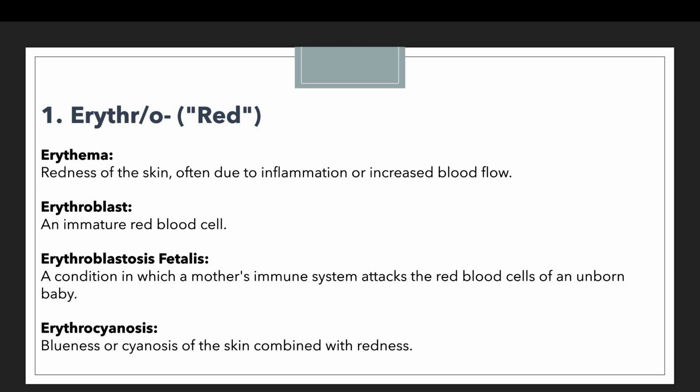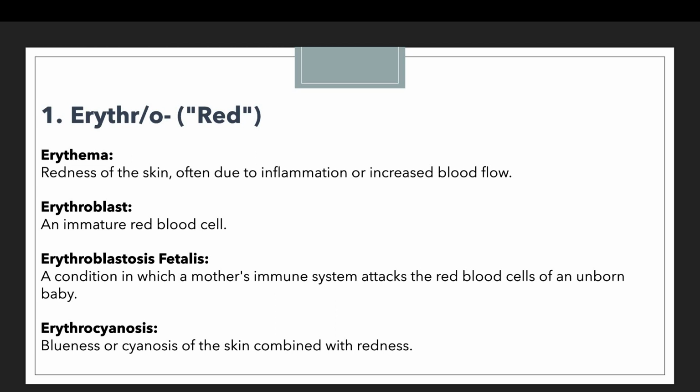The first example is erythema. Now what is erythema? It is a condition of redness of the skin, often due to inflammation or increased blood flow. So whenever the blood flow is increased in the body, it produces redness of the skin. Here you can see the term redness. This redness is indicated with the help of the prefix erythr. So the complete terminology is erythema and the prefix is erythr.